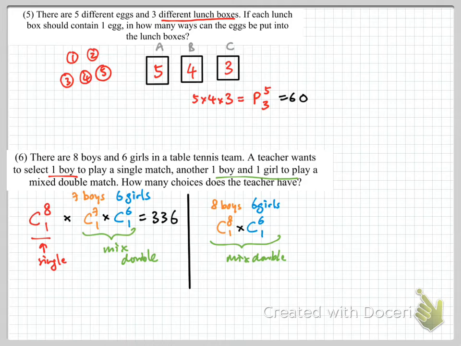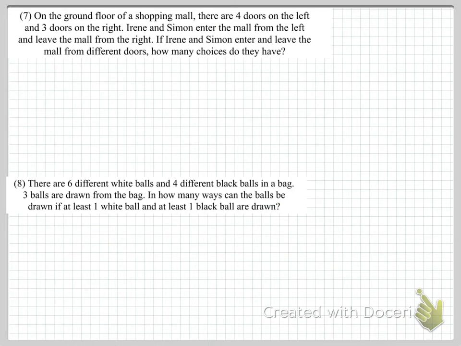And then you come to choose the single player. Because you have 1 fewer boy, you are down to only 7 boys. 1 of them is already chosen, so you have only 7C1 ways to do that. So the answer is also 336, no matter how you do it. No matter whether you think about the mixed double first and then the single, or you choose the single first and then the mixed double, the answers are both 336. Okay, so this is question 6.